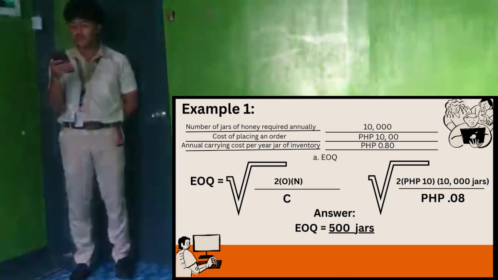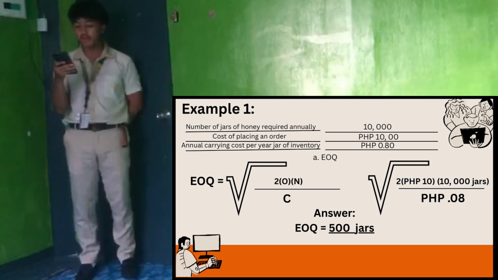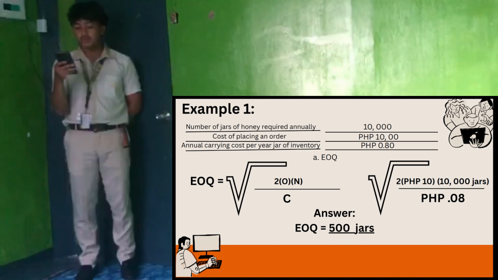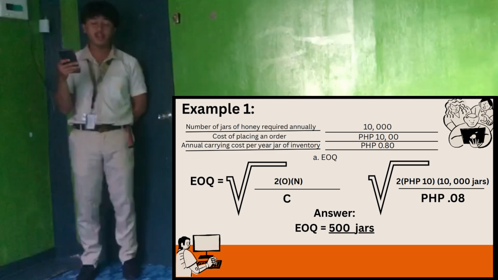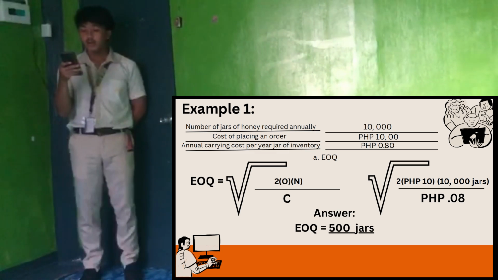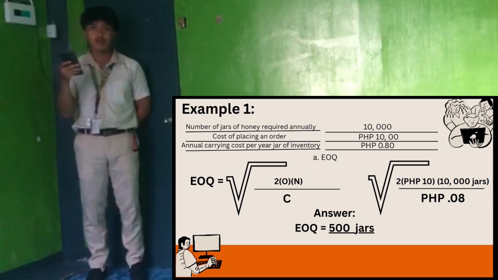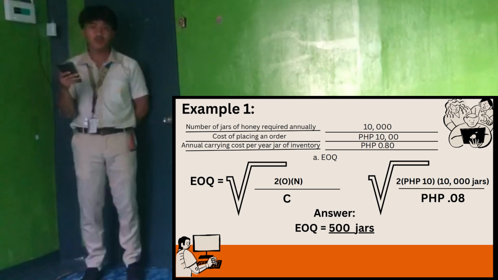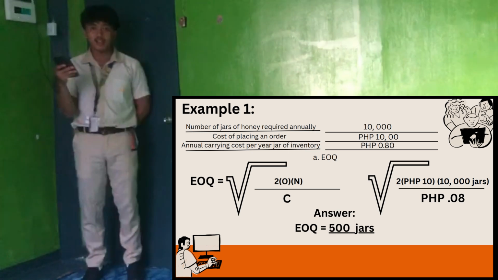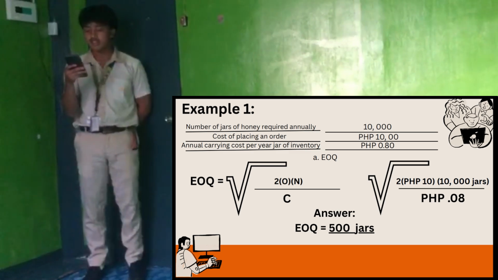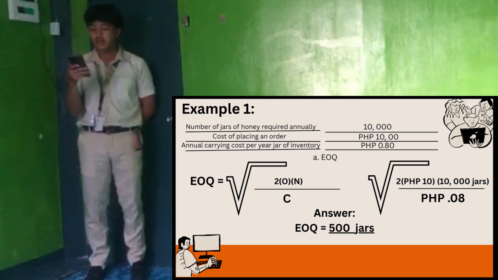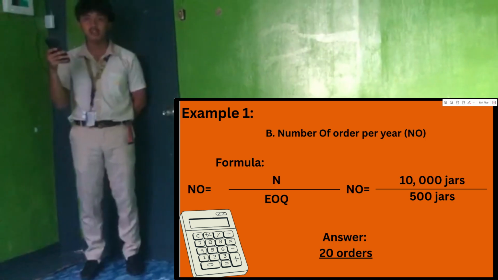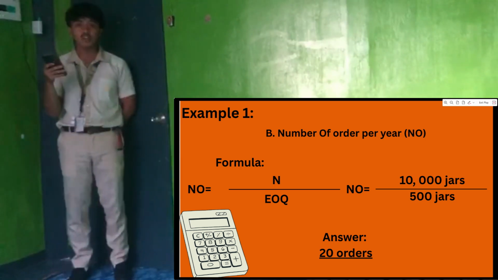So first we have to discuss the formula of EOQ. So EOQ is the square root of 2 times O times N divided by C. So our EOQ is the square root of 2 times 10 times 10,000 divided by 0.8 pesos. So our EOQ leads us to 500 jars. Next, we have the number of orders per year. Number of orders, NO, equals 10,000 jars divided by 500 jars, which leads us to 20 orders.